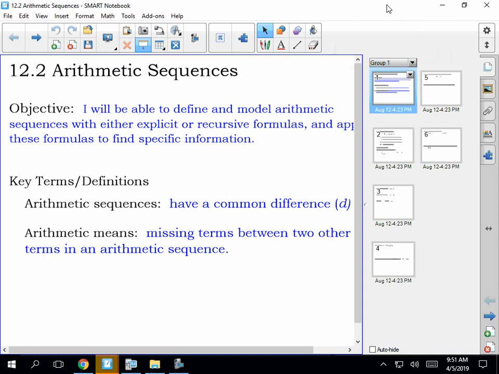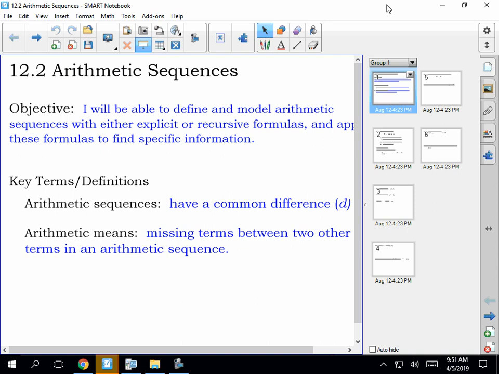Arithmetic sequences just have a common difference, d, and it could be positive or negative. It doesn't have to be a whole number. So arithmetic sequences have a common difference. We call it d. With geometric sequences, they have a common ratio. We call it r.